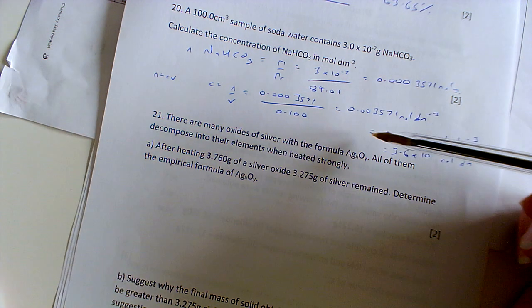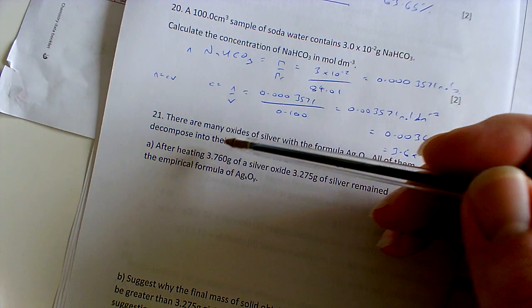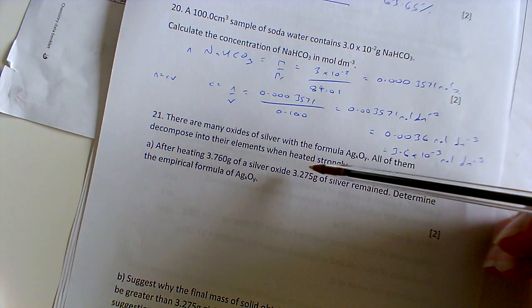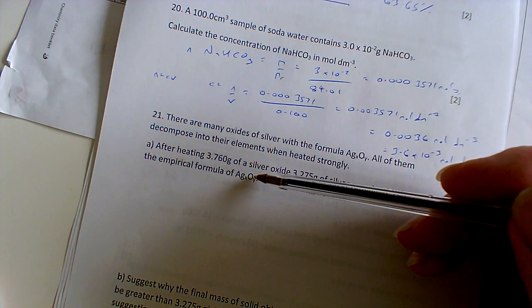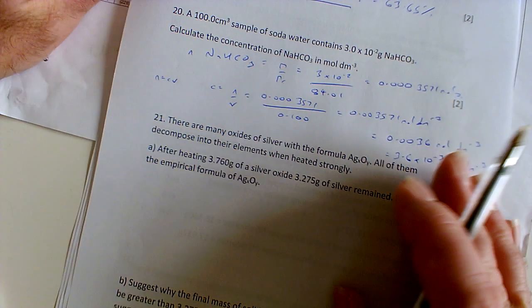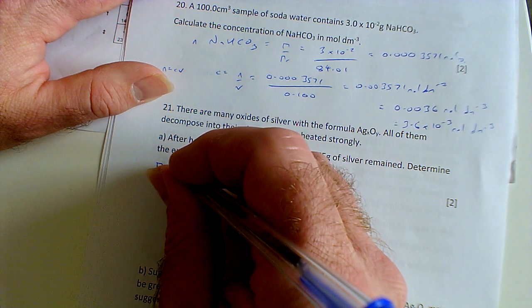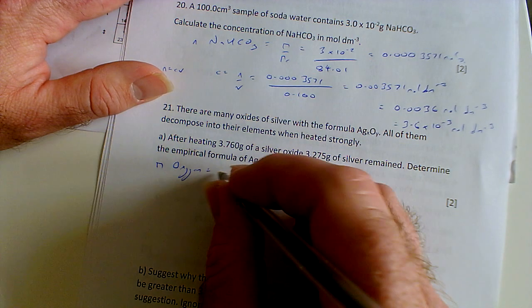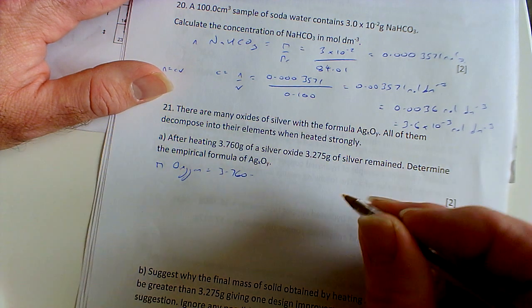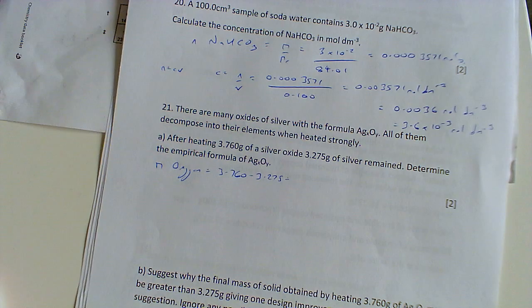Many oxides of silver, with the formula AgxOy, all of them decompose into elements when heated strongly. So we heated 3.76 grams of silver oxide, and then that mass of silver remained. Determine the empirical formula of this silver oxide. Well, we need to know the mass of the oxygen that's left. So the mass of oxygen is going to be the mass of the silver oxide, 3.760, minus the mass of the silver left on its own at the end of it.